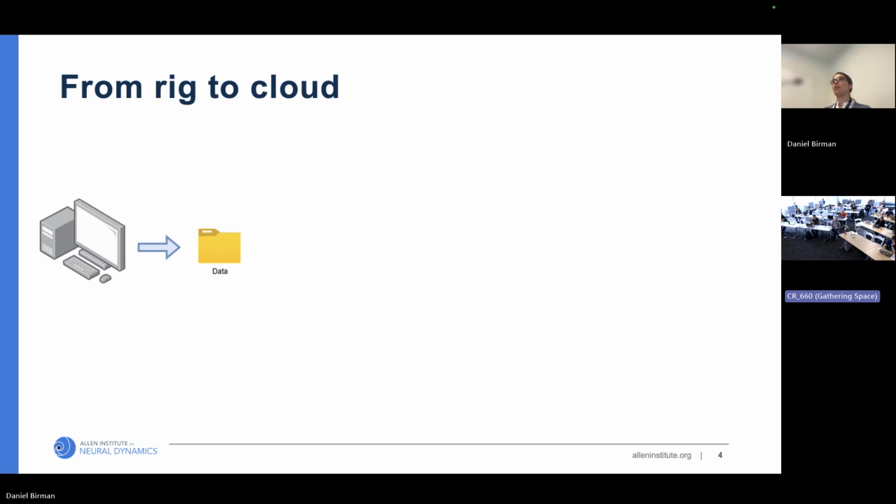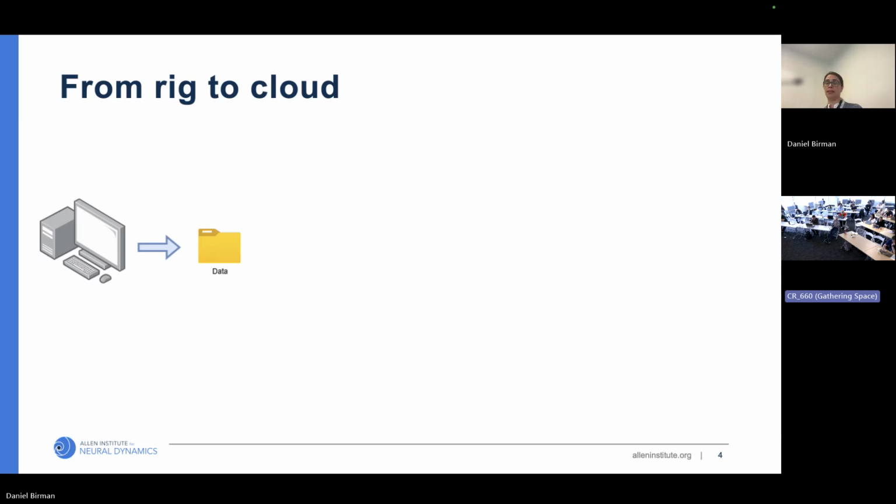Everything that we do is in the cloud, and we don't want our users to have to deal with manually taking that data, doing any sort of annotations on that data, and moving it to the cloud. We need to automate all of our systems.